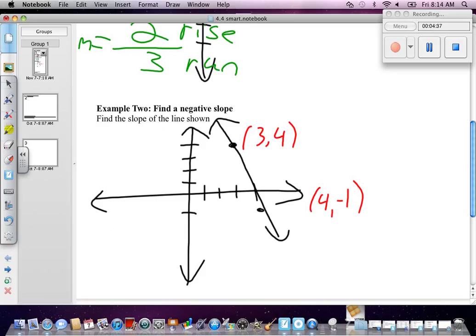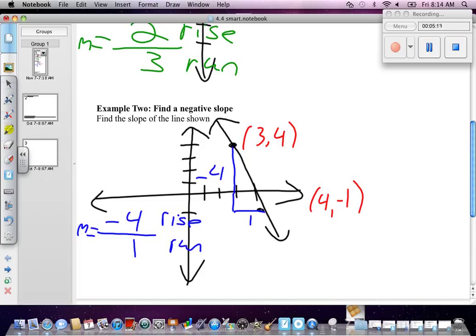So I'm going to see how much we're going down. To get from 3 to negative 1, I go 3, 2, 1, 0, 3, 2, 1, 0, negative 1. So I went down 4, and then I'm going to go over 1. So my slope is negative 4 because I'm going down. I'm going down 4. So it's negative 4 over 1. That's my slope. This is my rise, and actually in this case it's fall, over run.